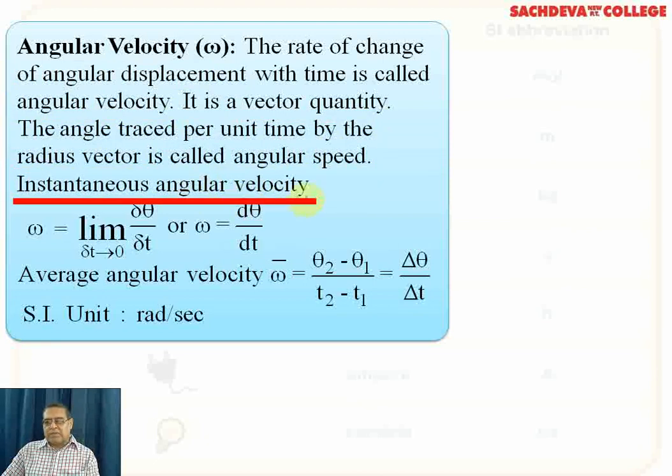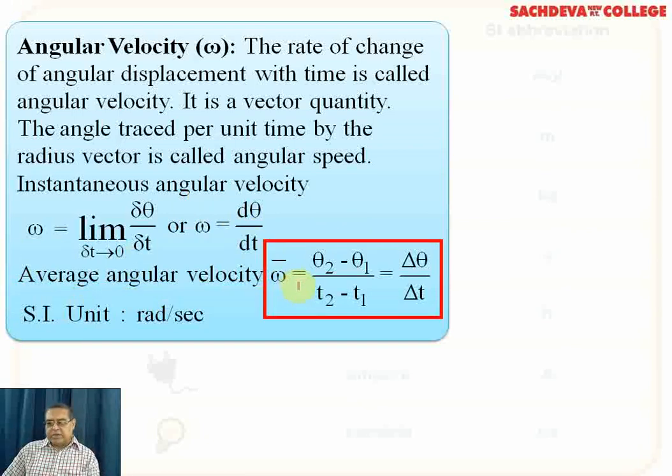Instantaneous angular velocity is mathematically given by omega equals limit delta t approaching 0 of delta theta over delta t, or omega is equal to d theta over dt. Average angular velocity: we take the difference of two angles divided by the difference of two times. So omega bar is equal to theta 2 minus theta 1 divided by t2 minus t1. Theta 2 minus theta 1 is replaced by delta theta and t2 minus t1 is replaced by delta t.